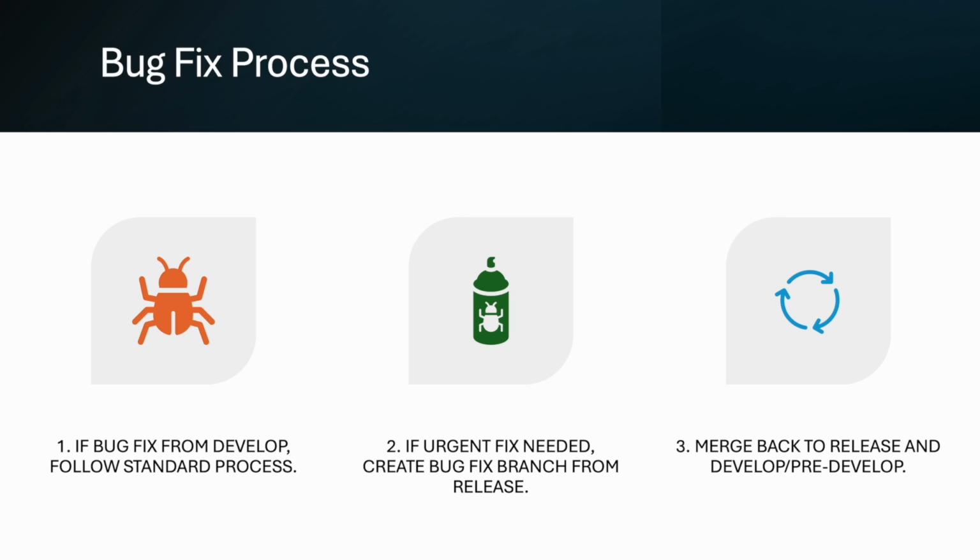First one, if the bug can wait until the next release or it's not top urgent, it follows the develop process. That means the developer will create a branch for the bug fix and merge it to pre-develop and then to develop and go through the usual process.